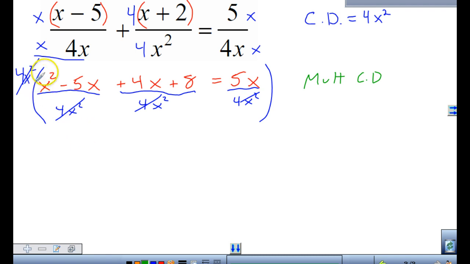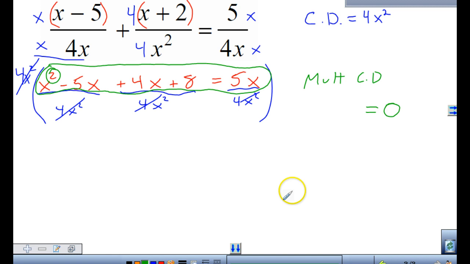Let's see here. So I'm solving this. x squared minus 5x plus 4x plus 8 equals 5x. Now it's different for quadratics, meaning you see an x squared there. When it's x squared, you always want to get it equal to 0. Here's what we're going to do.